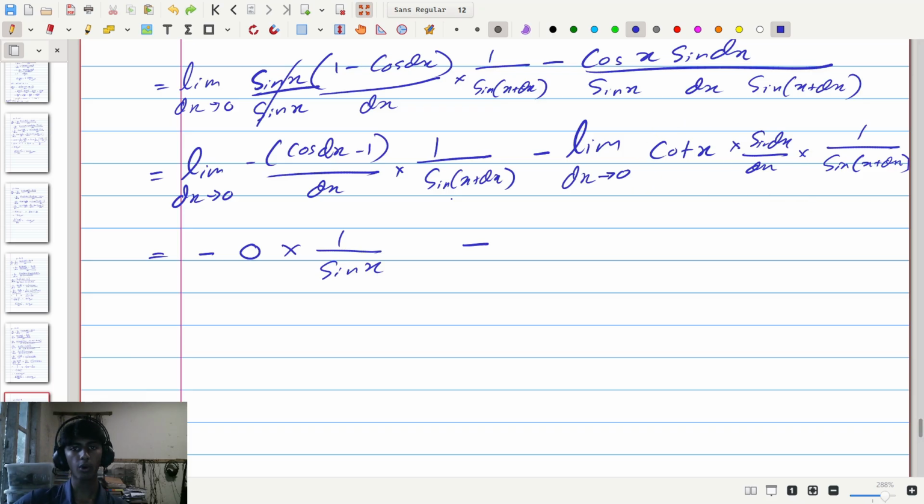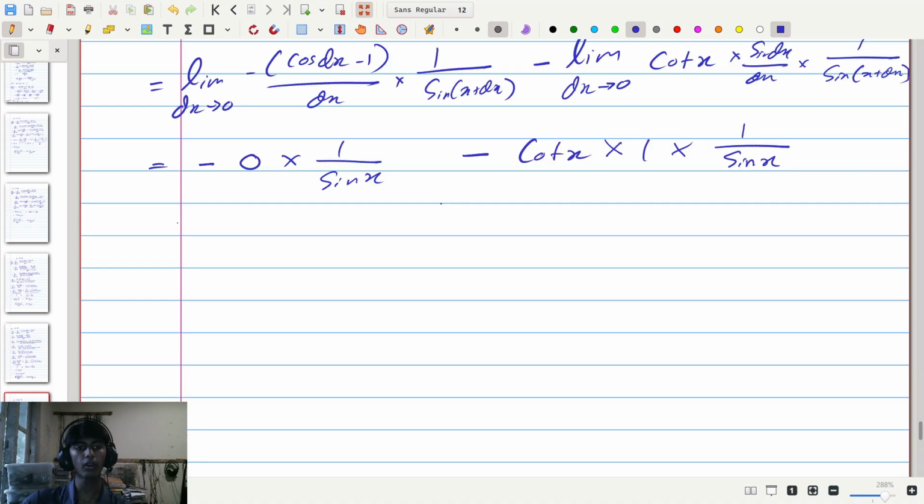Cotangent of x is a constant relative to dx, because no matter what dx is, cotangent of x is going to be constant. So this is just the cotangent of x times the rest of this. The sine of dx by dx as dx approaches 0 is going to be 1. So over here we have times 1. And then 1 divided by sine of x plus dx as dx approaches 0. This is going to be the sine of x plus 0. So that's just going to be 1 divided by the sine of x. So we have 1 divided by the sine of x.